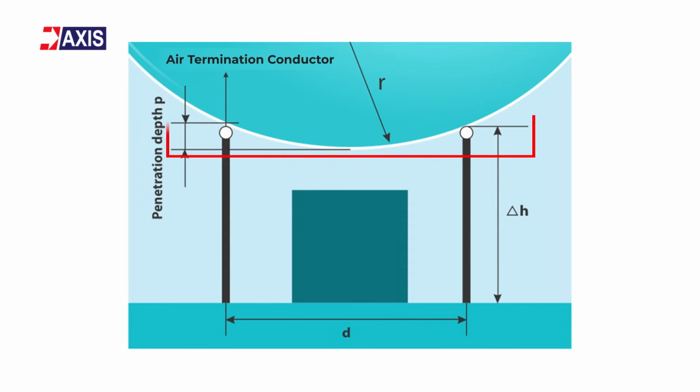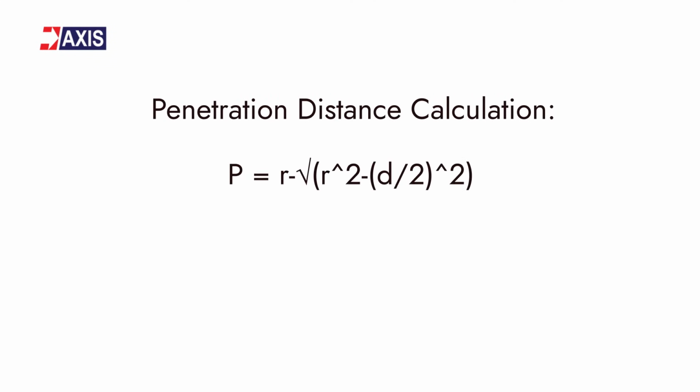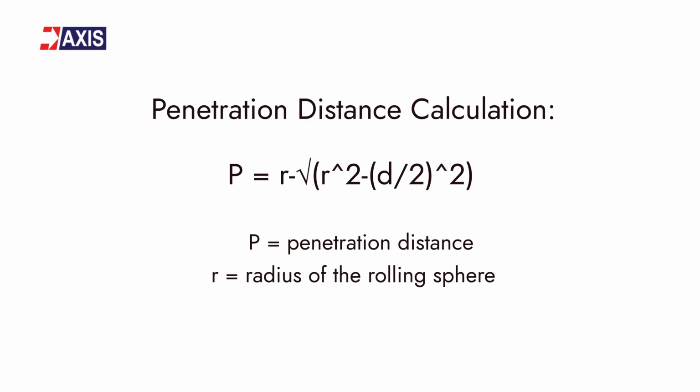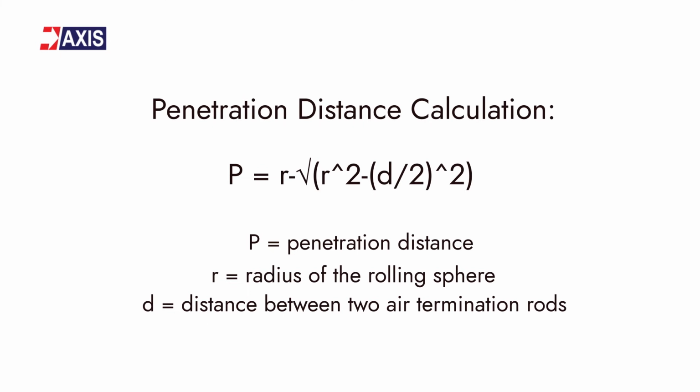When designing the air termination system for a building or for a roof mounted structure, the penetration depth of the rolling sphere between two air termination rods becomes a key factor. Penetration depth is important because it determines the maximum height of any object between the two air termination rods. If an object exceeds this height, then it is no longer protected and is susceptible to lightning strikes. This is the formula for the penetration distance calculation, where P stands for the penetration distance, R is the radius of the rolling sphere, and D is the distance between the two air termination rods.